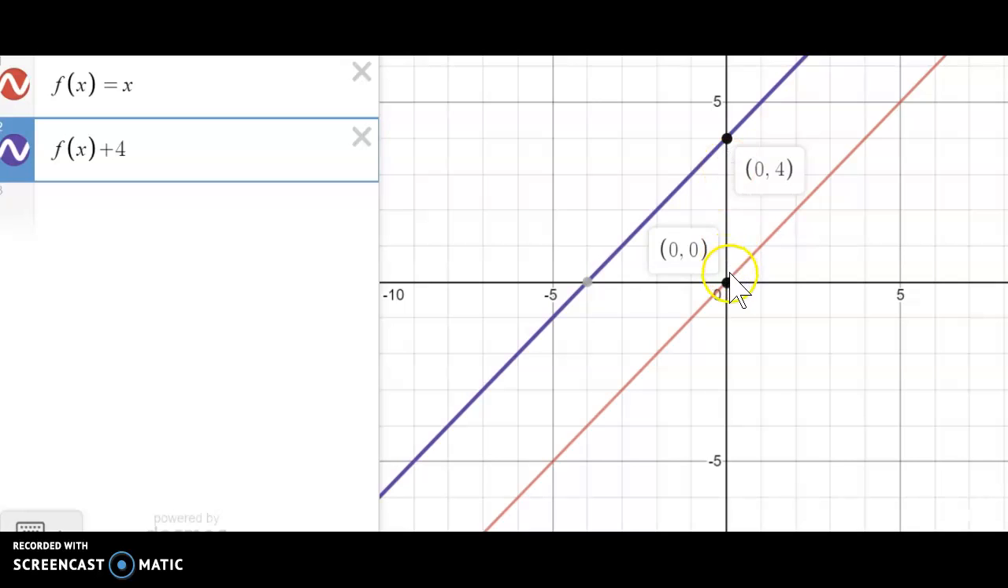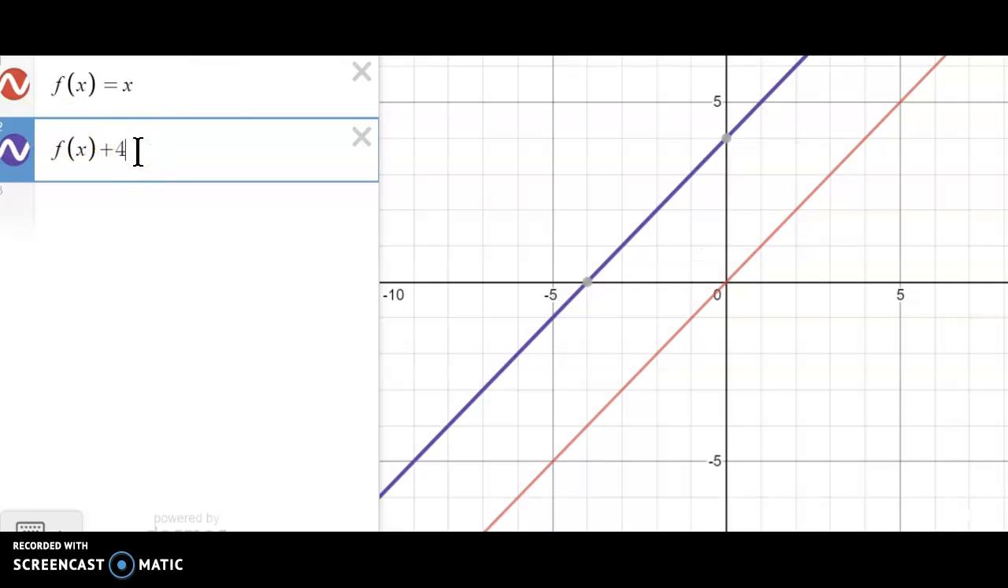So let's check the slope of my parent function. And I see my slope is rise 1, run 1. Well, 1 divided by 1 is 1. So I know the parent function has the slope of 1. And let's check my purple graph. I rise up 1, run across 1. The slopes are the same. So that means the only thing that did change was that y-intercept.